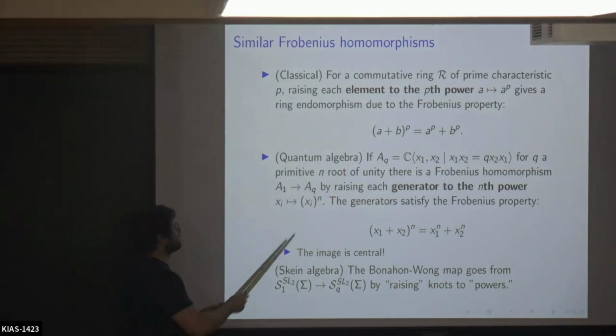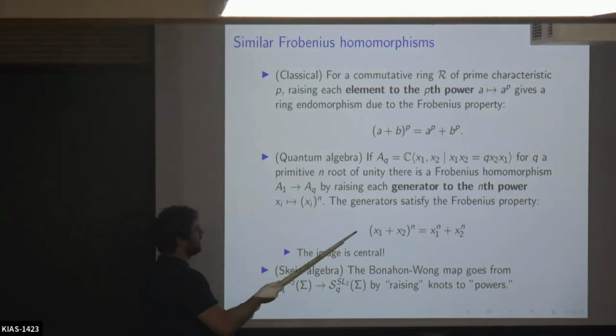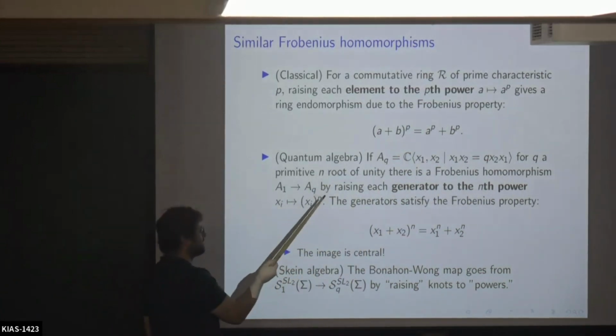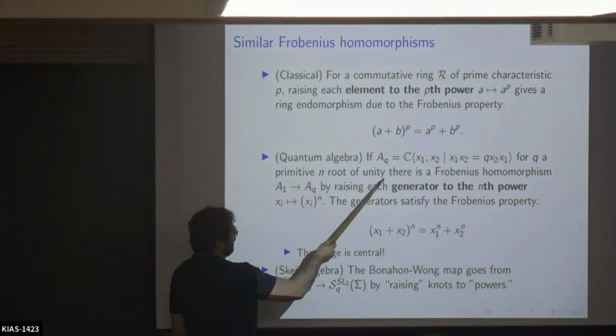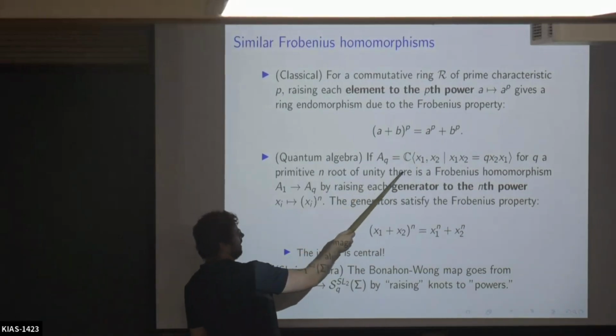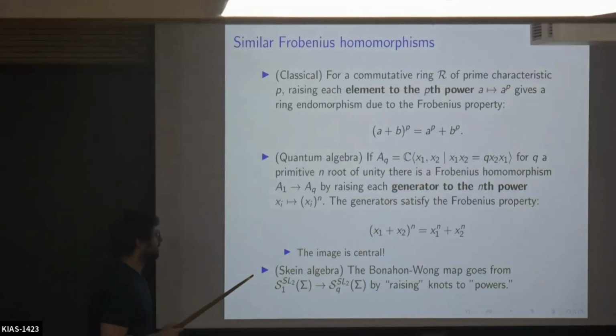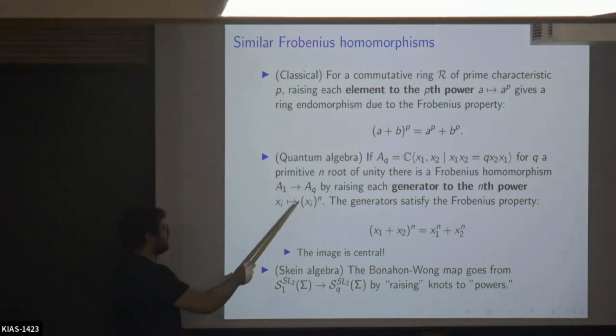Then in the situation that's more related to where we are, we're not in prime characteristic, but we have some parameter q. That's our root of unity. In this case, it'll be an nth root of unity. If you have an algebra generated by two variables, and those two variables q-commute, then you can define a Frobenius homomorphism. That's not an endomorphism of the ring. It goes from the q equals 1 version of our algebra to the root of unity version of the algebra.